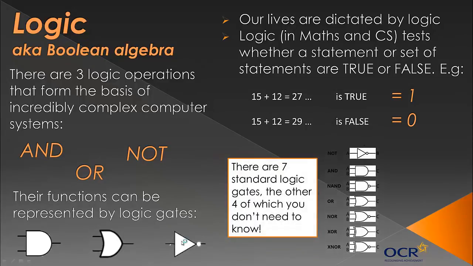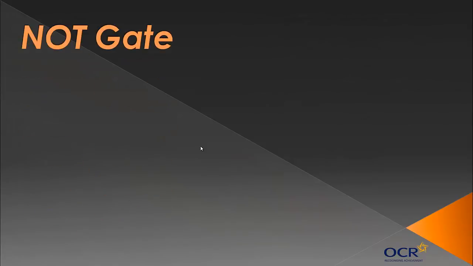And there are actually seven standard logic gates. So you've got gates like NAND, NOR, etc., which are combinations of these three gates. But fortunately, you won't need to look at them if you plan to do A-level computer science. You will be looking at them at university, but fortunately for you, you don't need to look at them now. So let's have a look at the NOT gate first.